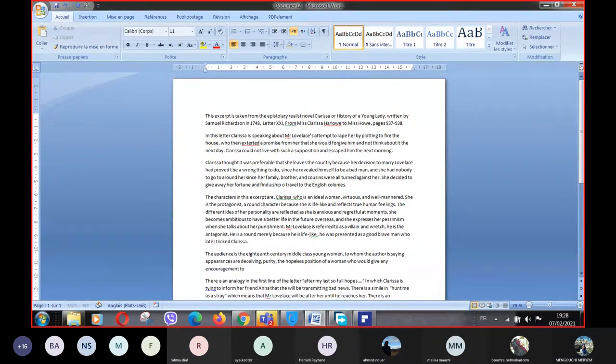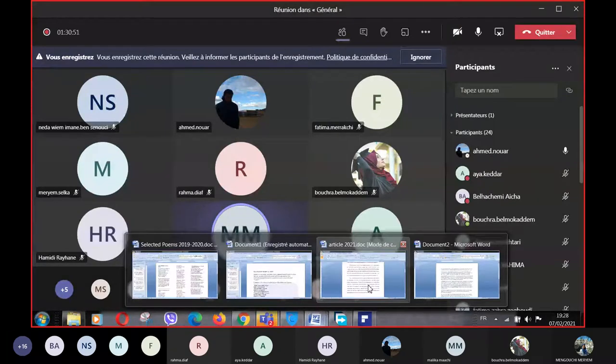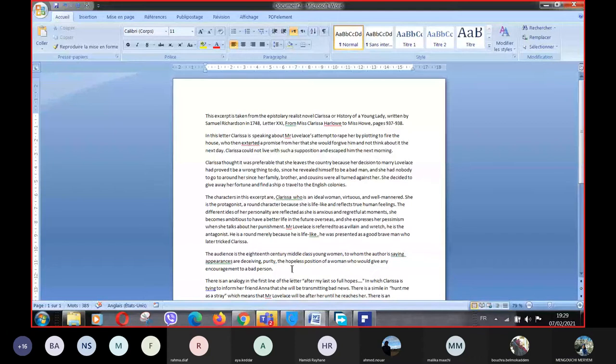Honor. Honor can also be a theme for this passage, because along the passage she was fighting to preserve her honor, and then she ended up being raped by Mr. Lovelace. Yes, thank you. Ahmed? Yes, miss. Can I say the rewards of the rationalistic choices and the punishment of the emotional ones?